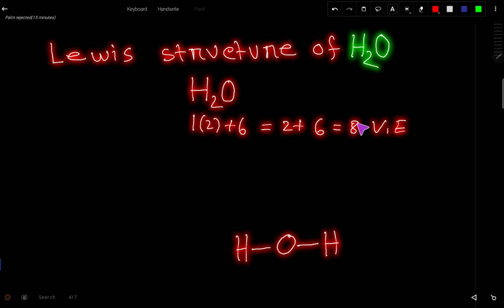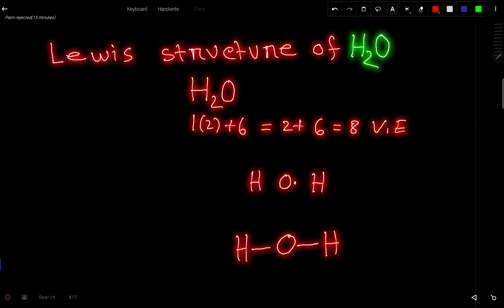These 8 valence electrons have 2 tasks at the same time. The first task is to connect these 3 atoms together, right? Here oxygen is the central atom and hydrogen is the outer atom. Hydrogen is always considered as an outer atom. Here oxygen is the central atom. You can say that it has the highest capacity of making more bonds than hydrogen.